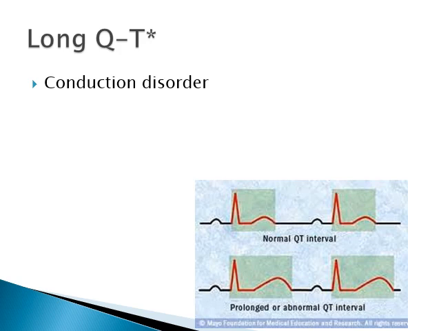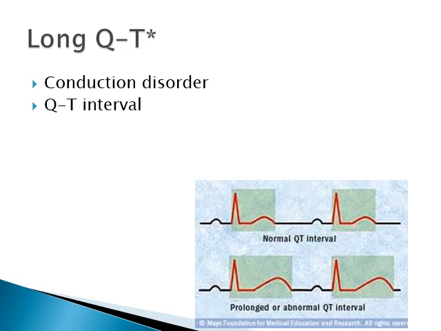Long QT syndrome, again, another conduction disorder. And what we're looking at here is an extended QT interval. So remember I said at the beginning of this, we had talked about the electrocardiogram and kind of what it should look like. And here I have a picture of an abnormal and a normal electrocardiogram.